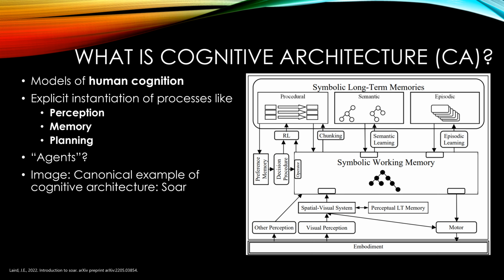For example, cognitive architectures explicitly implement perception, memory, and planning. And by now you might be thinking, wait, isn't this the whole agents revolution that we have been hearing about these days? We'll get back to that. So to understand what a cognitive architecture looks like and what it can do, let's do a quick walkthrough of the SOAR cognitive architecture in the image here.